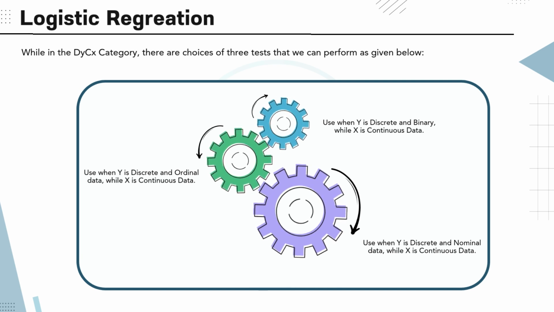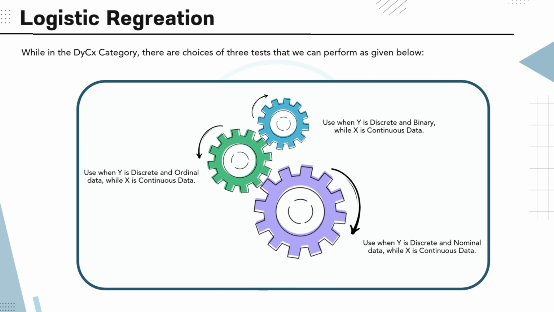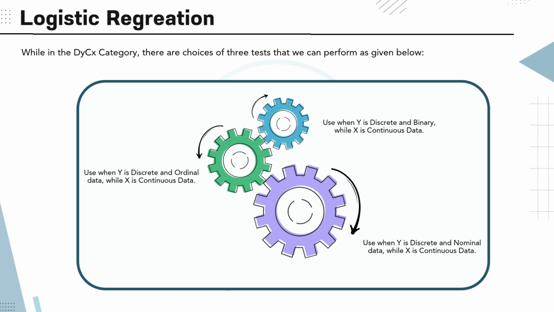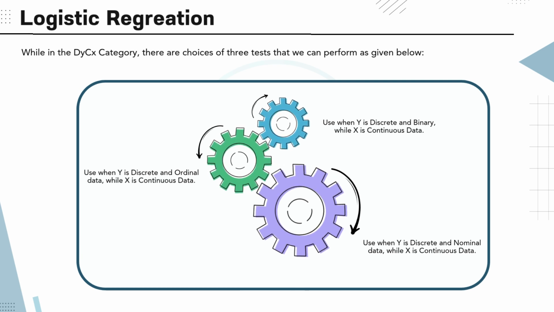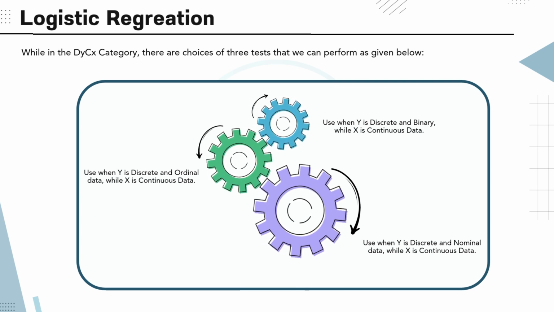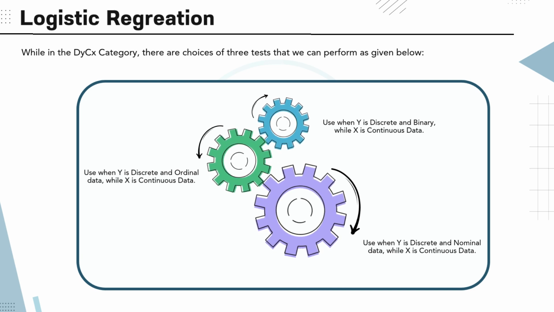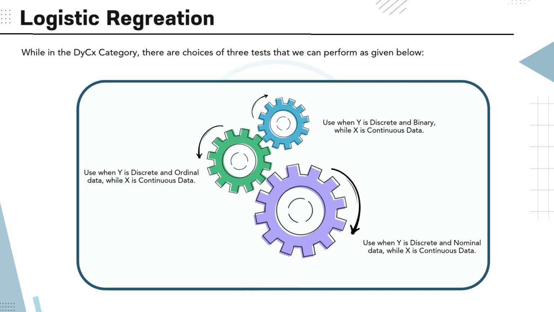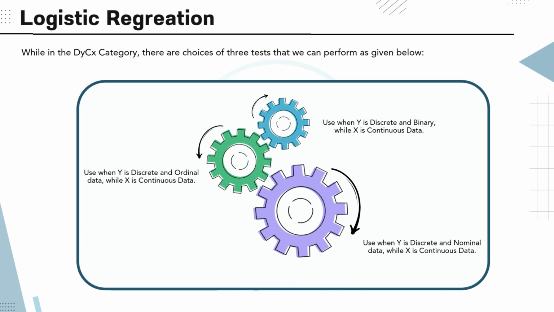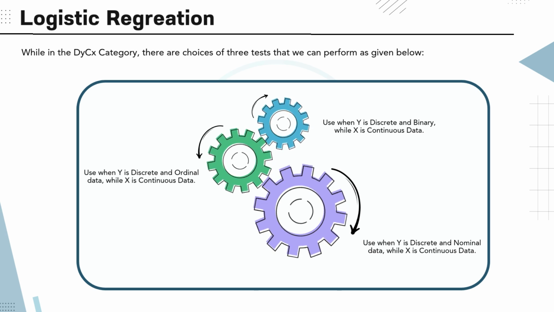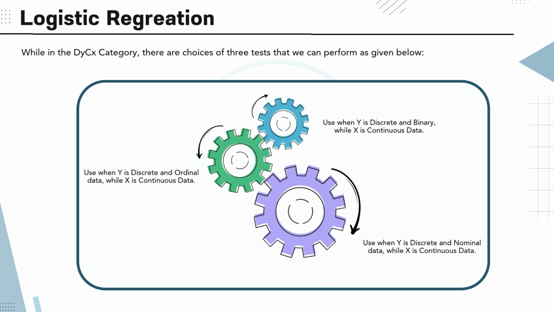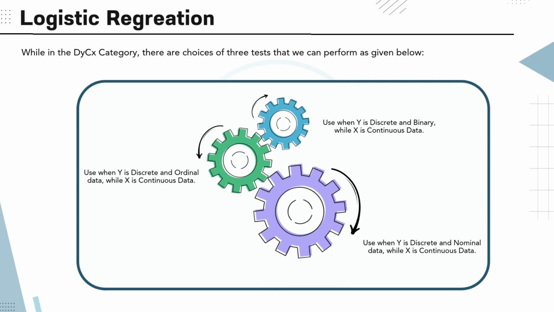Binary logistic regression, BLR. We use binary logistic regression when y has only two categories, such as yes, no, pass, fail, or defective, non-defective. X in this case is a continuous predictor, like temperature, production speed, or age. This model predicts the probability of one of the two outcomes and is the most common logistic model in practice.